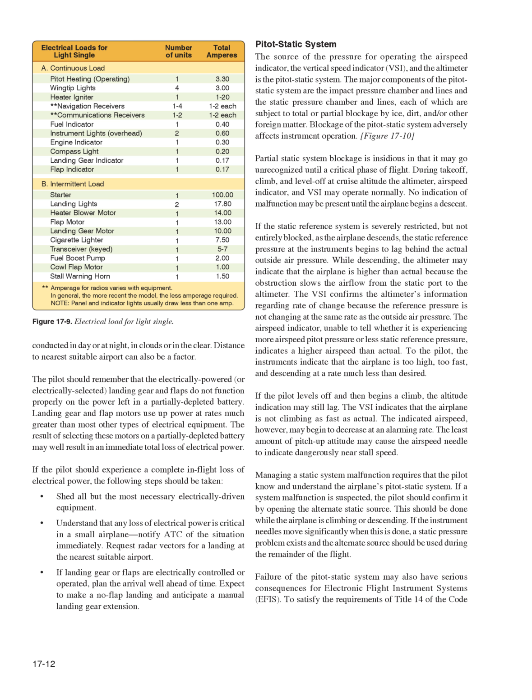Managing a static system malfunction requires that the pilot know and understand the airplane's pitot-static system. If a system malfunction is suspected, the pilot should confirm it by opening the alternate static source. This should be done while the airplane is climbing or descending. If the instrument needles move significantly when this is done, a static pressure problem exists, and the alternate source should be used during the remainder of the flight.